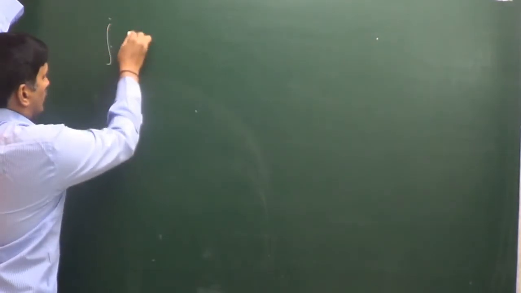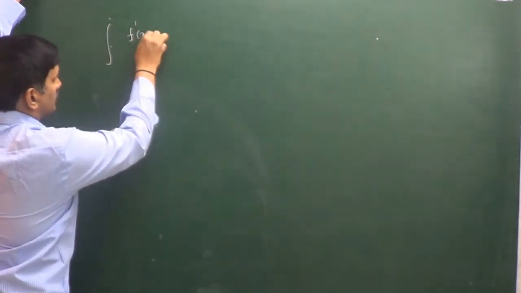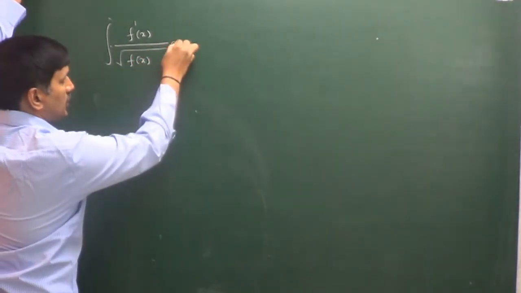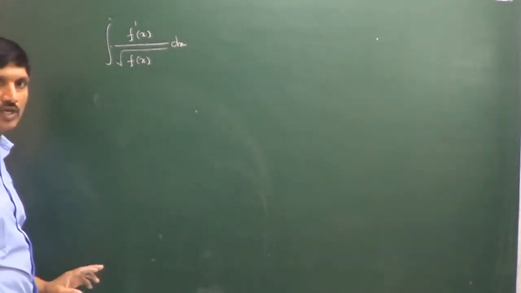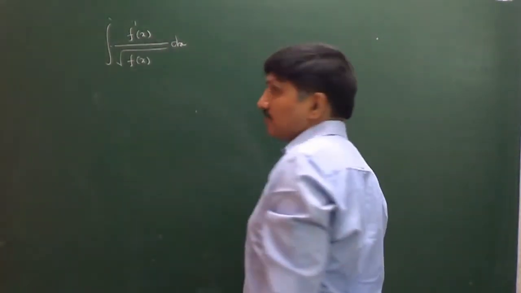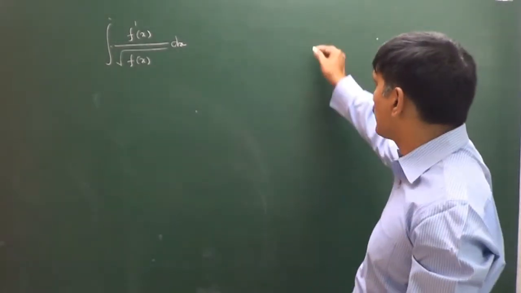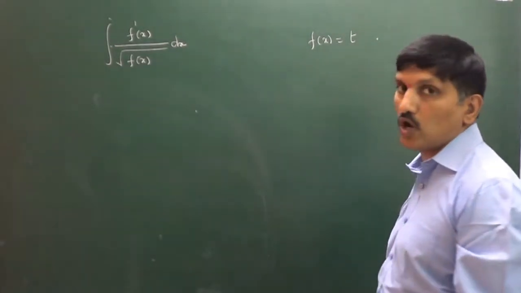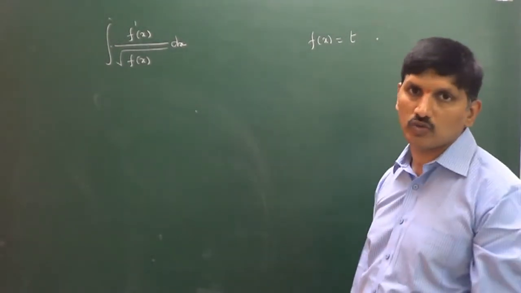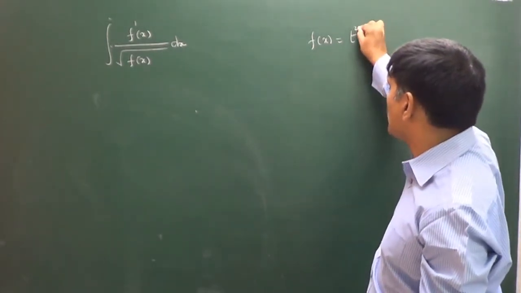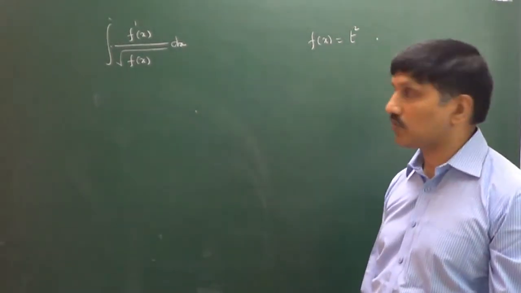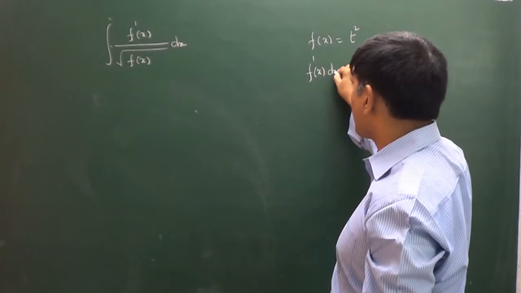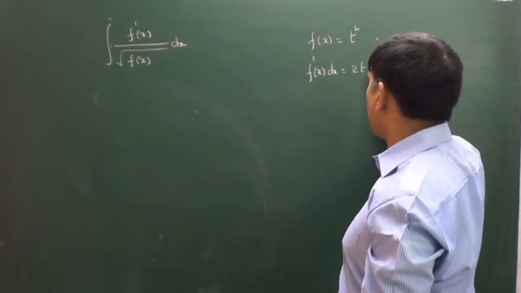You see, integration of f dash of x divided by root of f of x. It is better to remember this as a shortcut technique for objective exams. Integration of f dash of x by root of f of x dx. What I am doing, observe here. I am taking the substitution f of x equals t or t square. You can take t also, or t square also, because it is inside the square root. Better to take t square. Now differentiate: f dash of x dx is equal to 2t dt.